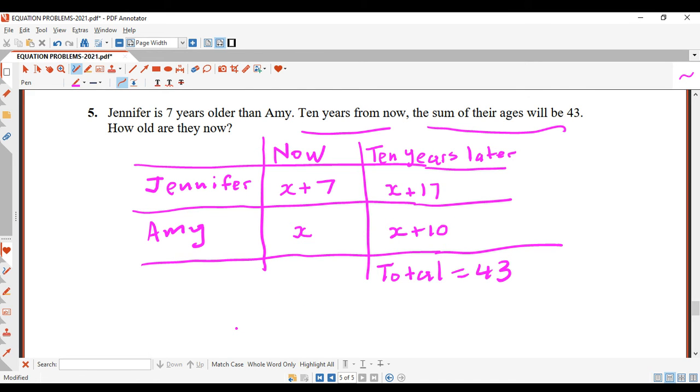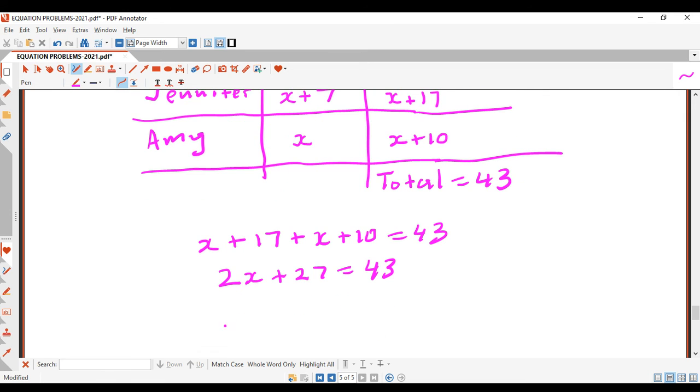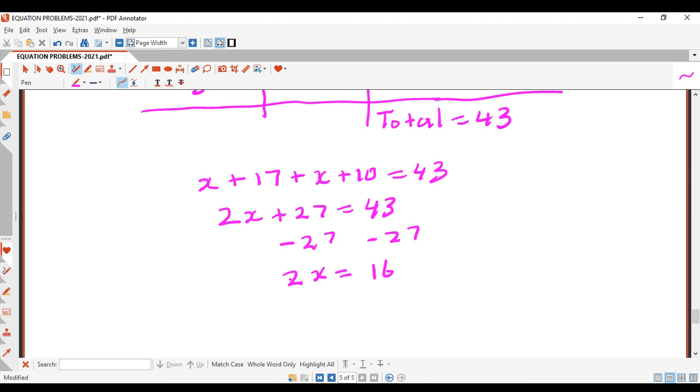So let's write that down. X plus 17 plus X plus 10 equals 43. So it's going to give us 2X plus 27 equals 43. And then we're going to minus 27 from both sides. So it's going to give you 2X is equal to 16. And then we're going to divide both sides by 2.